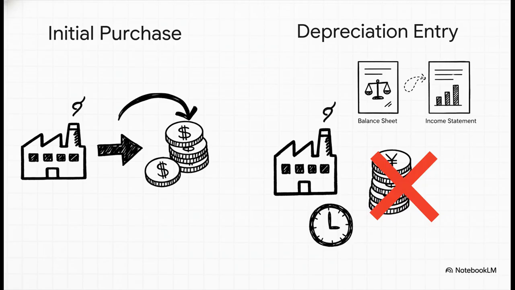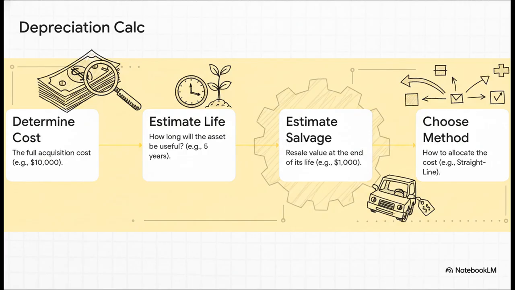This is why, when you get to the statement of cash flows, depreciation is one of the very first things you add back to net income. Understanding this distinction is absolutely fundamental. So how do we actually calculate this allocation? It's a pretty straightforward 4-step process.